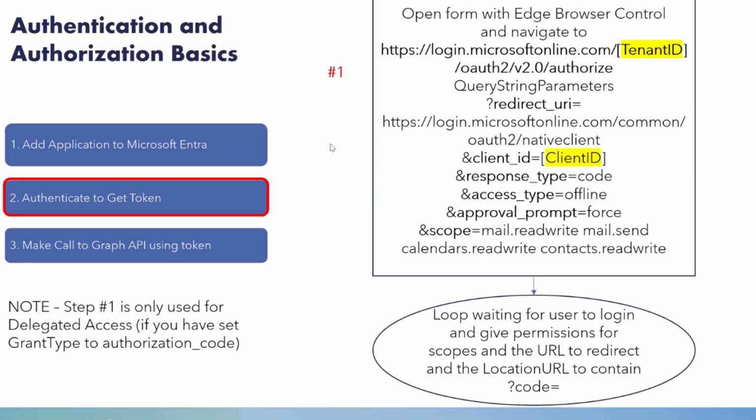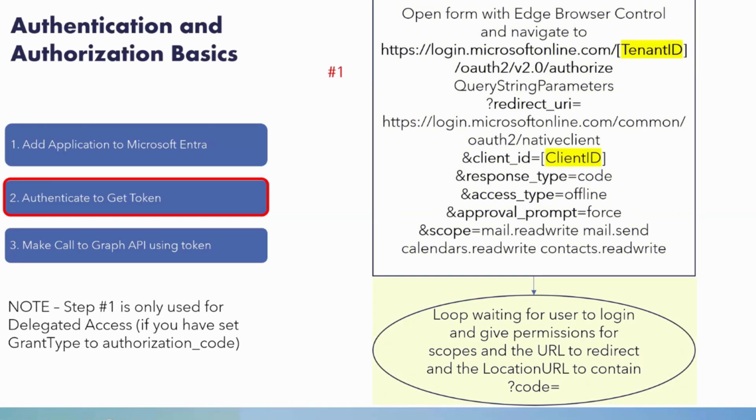The way to get the token is a two-step process for those where it's delegated access. So where the grant type is authorization code, it first uses this to go and pull up that Edge browser, and it will have you log in, and it will redirect you, and you might have to authorize the first time to go ahead and do the read mail permissions, whatever mail permissions are requested, and then it gets an authorization code.